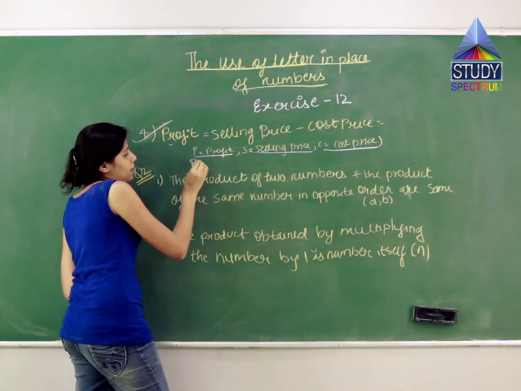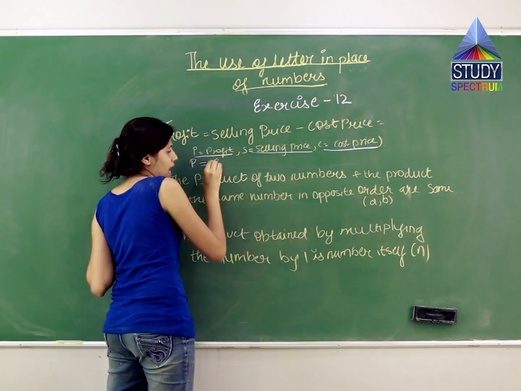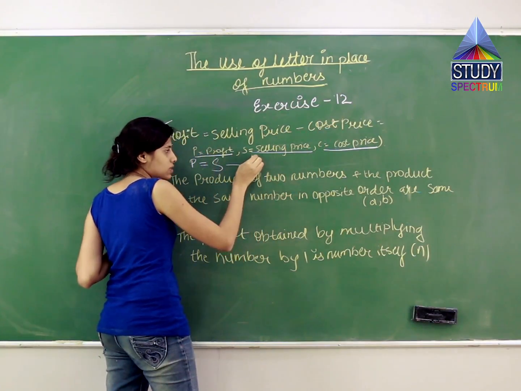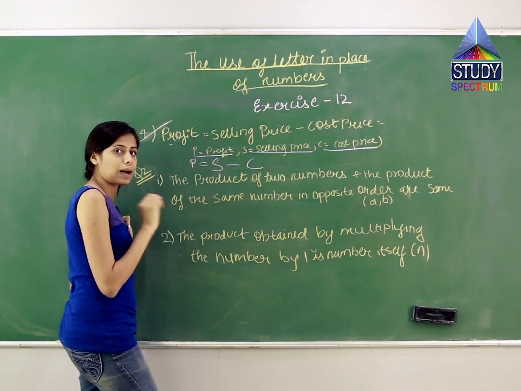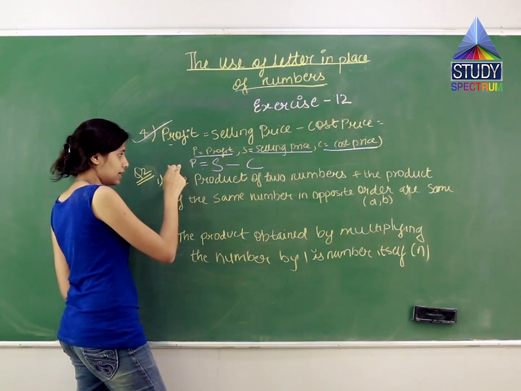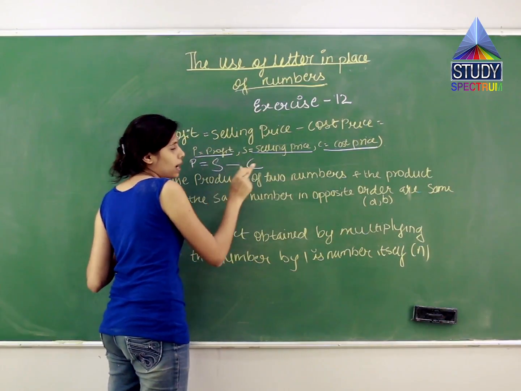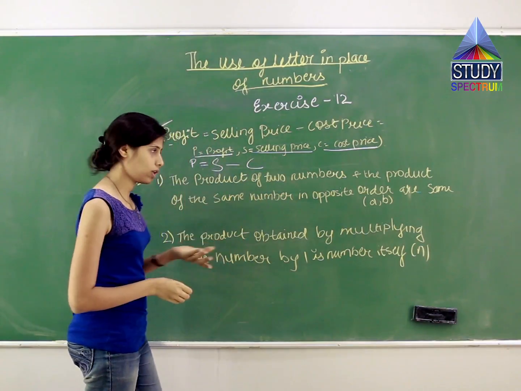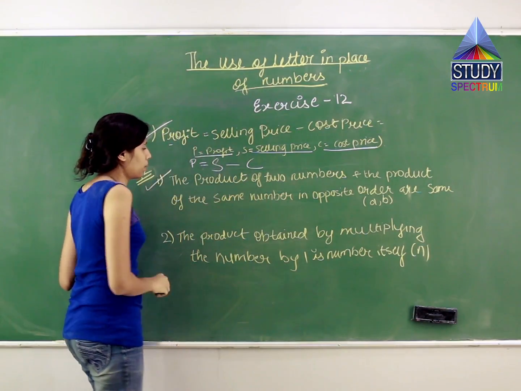प्रॉफिट की जगह पे P इज इक्वल टू सेलिंग प्राइस विच इज S माइनस कॉस्ट प्राइस विच इज C. So what is this mathematical statement? It is P is equal to S minus C, which is selling price minus cost price. Now the next question, which is question number 2.